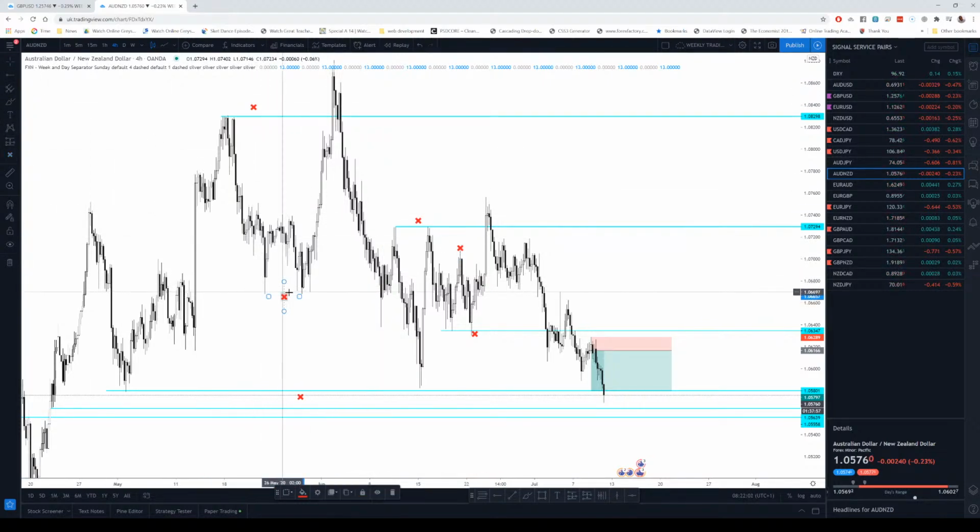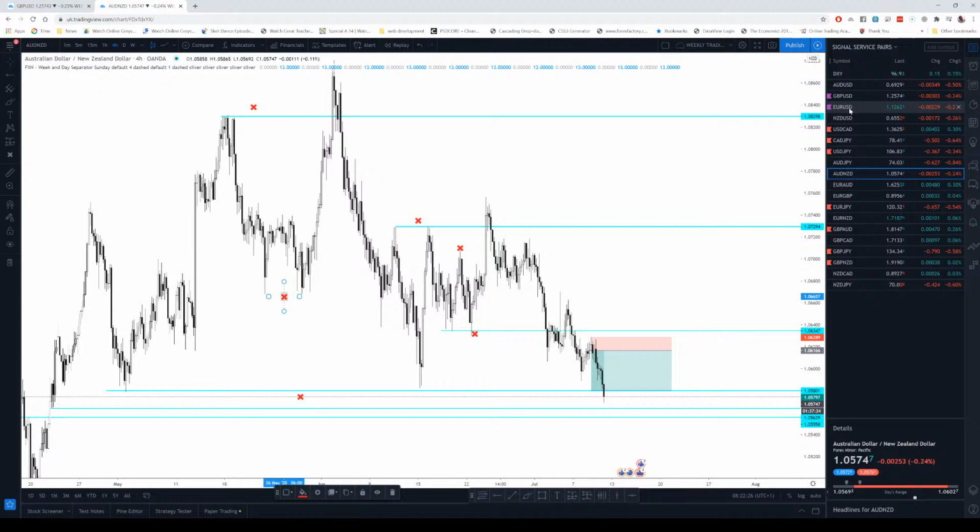Equal lows, it ran it and comes back up. This high, it ran it and comes back down. And then here we have equal lows. We call it engineering of liquidity. They do it on purpose. Then go back up, and later come back and run it. That's all that is going on.